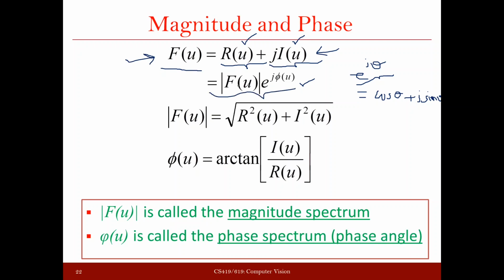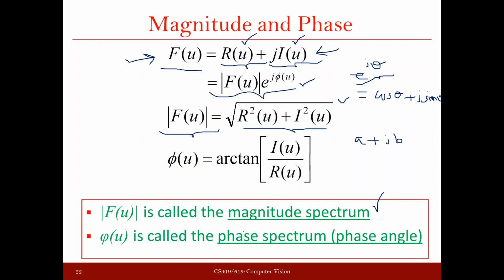Where what is |f(u)|? It is the magnitude of the Fourier transform that you obtained. Given a complex quantity a plus jb, how do you compute its magnitude? You take the square of the real and imaginary components and then take the square root. So you have R(u) the real component, I(u) the imaginary component. You take the square of those components and then take the square root. So that gives you the magnitude of your f(u). And this is called the magnitude spectrum.